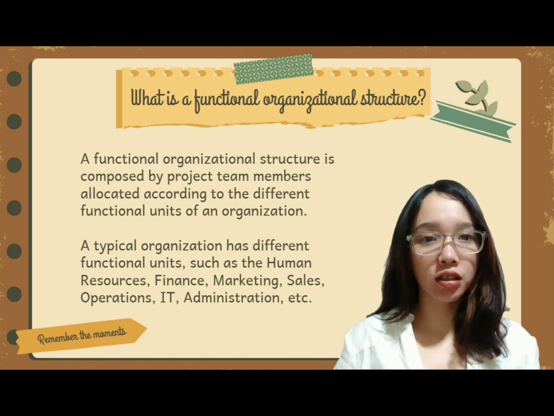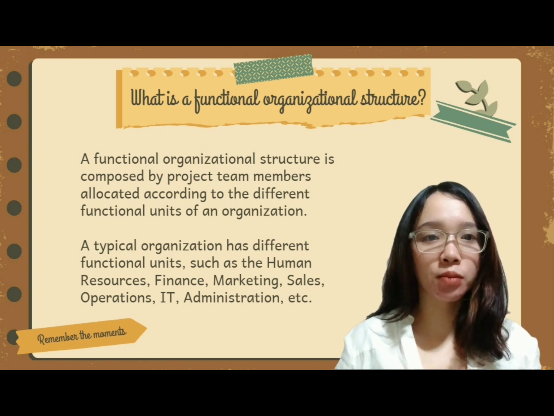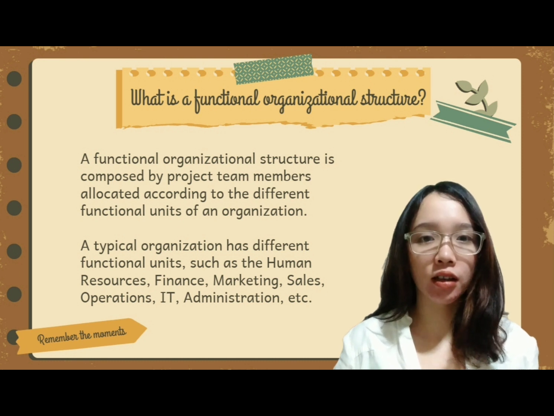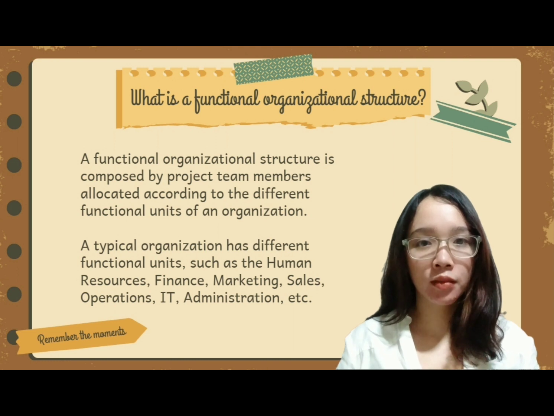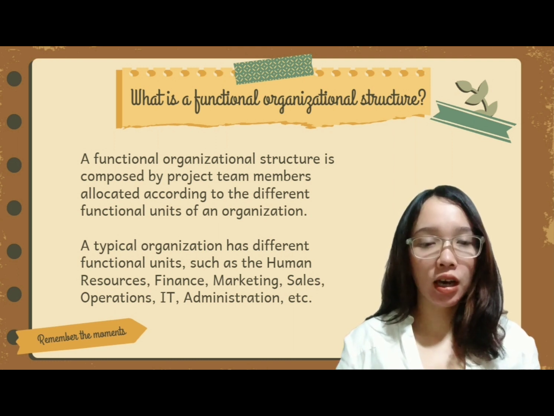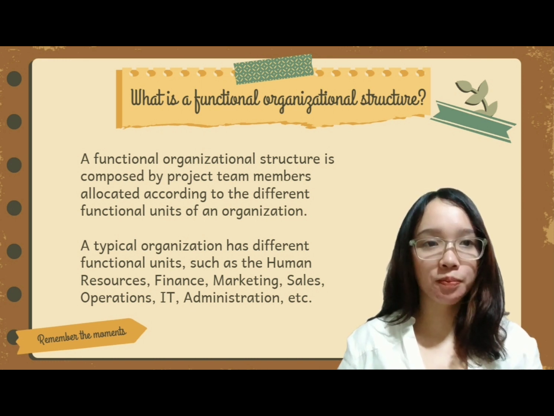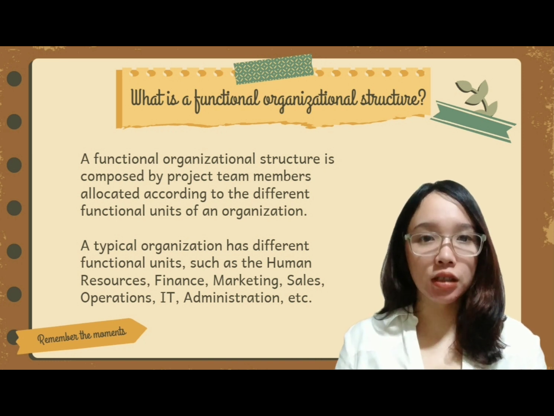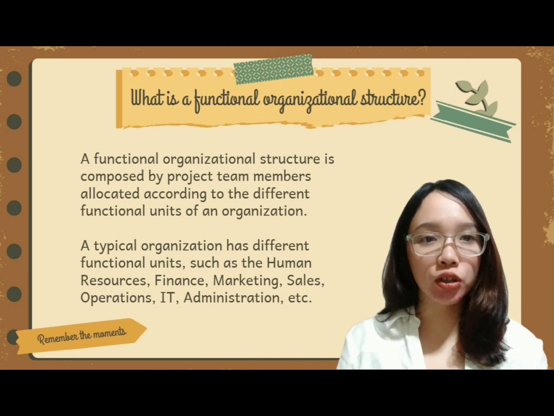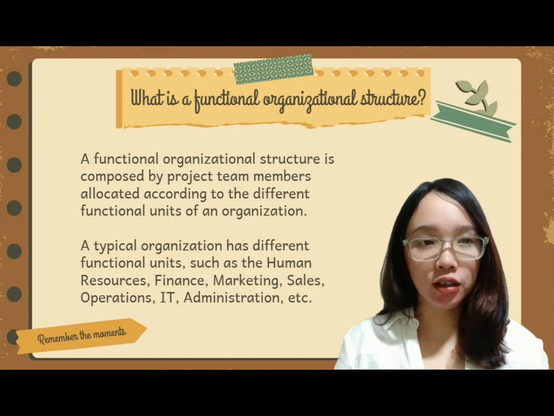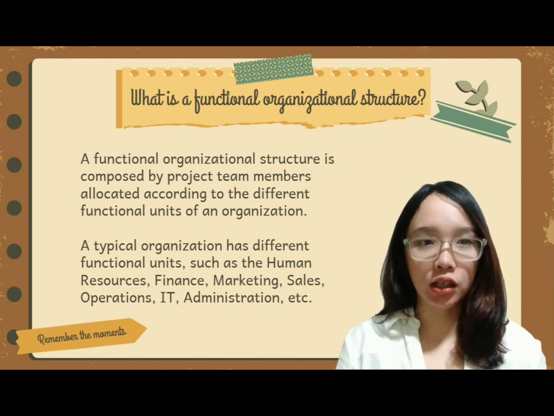A functional organizational structure is composed by project team members allocated according to the different functional units of an organization. A typical organization has different functional units such as human resources, finance, marketing, sales, operations, IT, and administration. Each unit is managed by a functional manager who reports to the strategic direction of the organization.